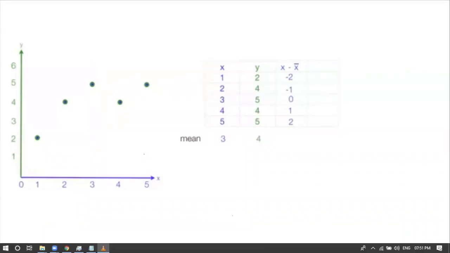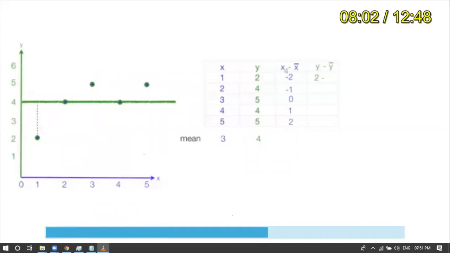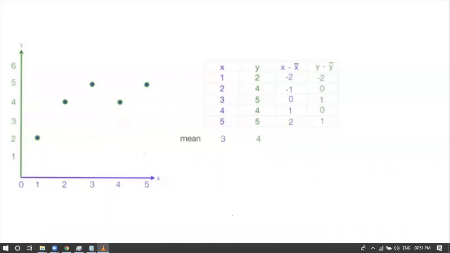Now second, we're going to find y minus y naught. So 2 minus 4 is going to be minus 2. 4 minus 4 is going to be 0. 5 minus 4 is going to be 1. 4 minus 4, 0. 5 minus 4, 1. We found x minus x naught and y minus y naught.